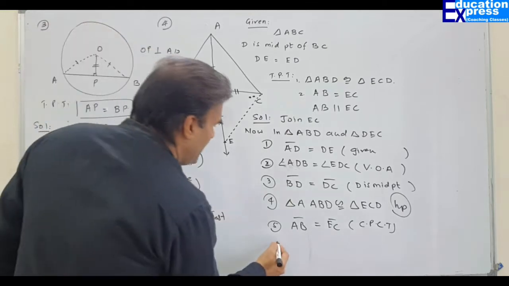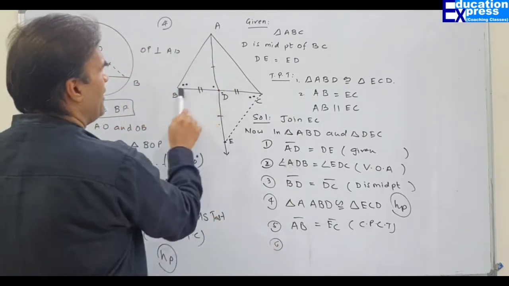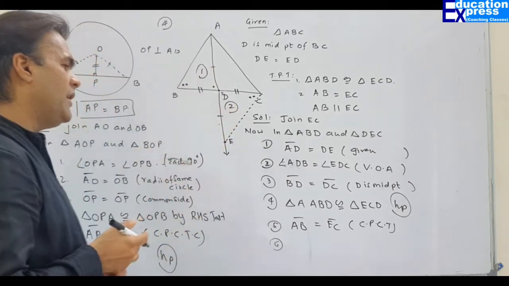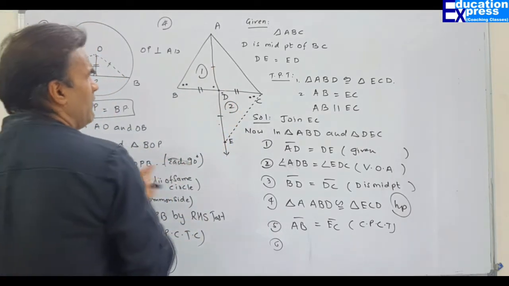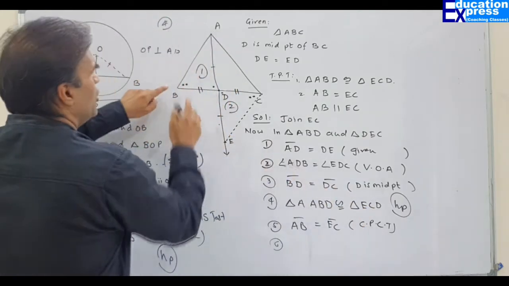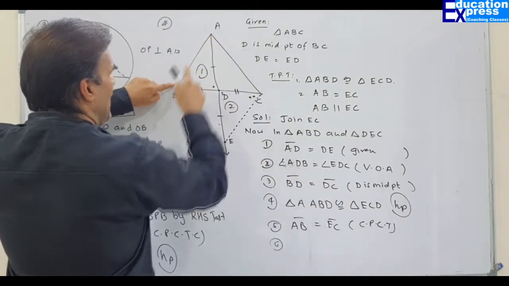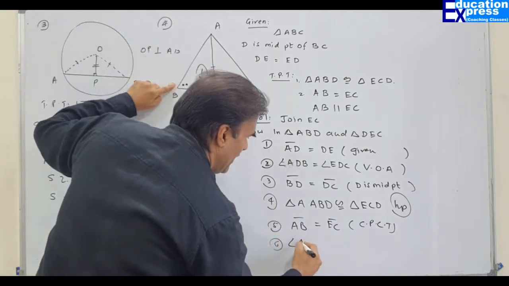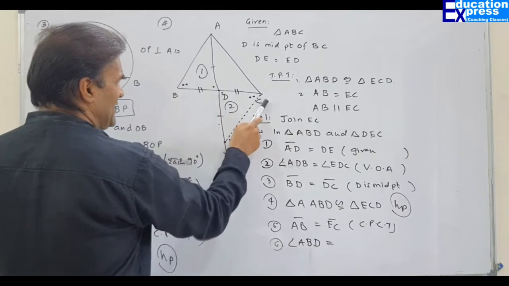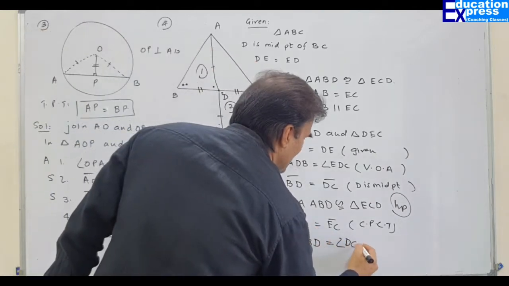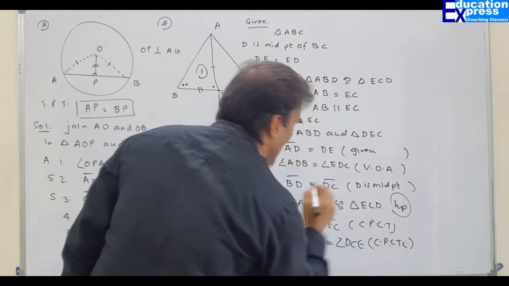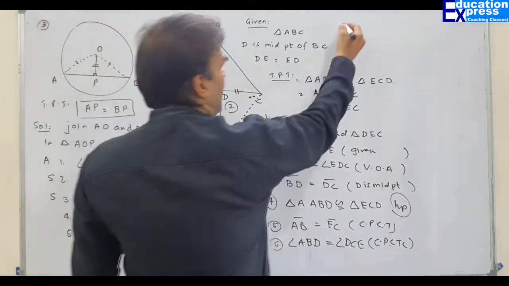Absolutely, sir. But then we can write, because these two triangles are congruent, triangle 1 and triangle 2 are congruent. Since the triangles are congruent and one-to-one correspondence is known to us, we know that B will be equal to C. So angle ABD is equal to angle DCE. Any reason? CPCTC. Yes.